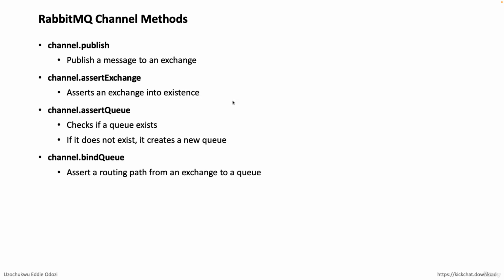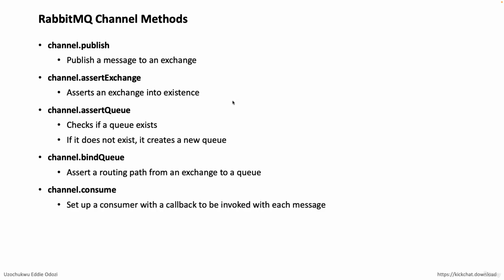Then another method is the bindQueue. What the bindQueue does is simply create a routing path from an exchange to a queue. Remember that the exchange will use the routing key to direct the messages to the specific queues. This bindQueue is what creates the routing path between the exchange and a queue. So when we call bindQueue with the binding key or the routing key, it will create the path between the exchange and the queue.